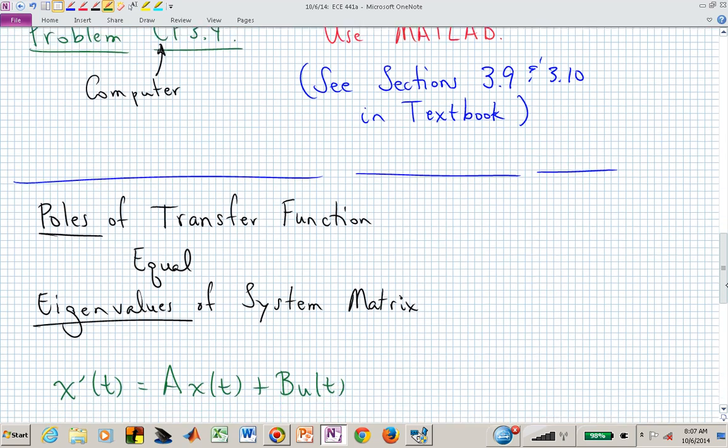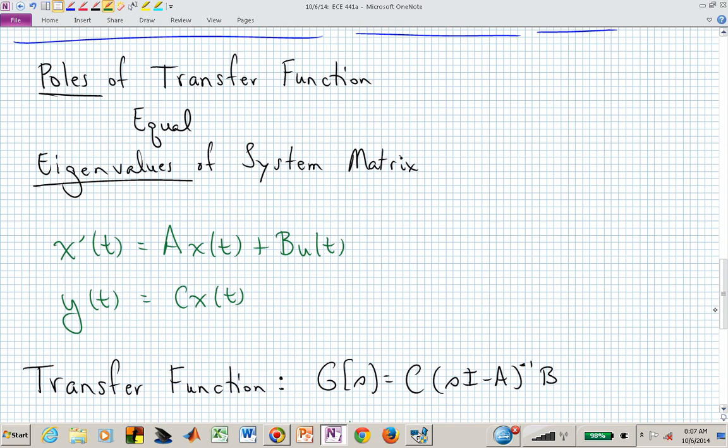All right, let's now talk about this connection between transfer functions. Transfer functions are a way of modeling the system in the frequency domain, and the state space representation is a way to model the system in the time domain. And obviously, if it's the same system, those representations better be consistent.